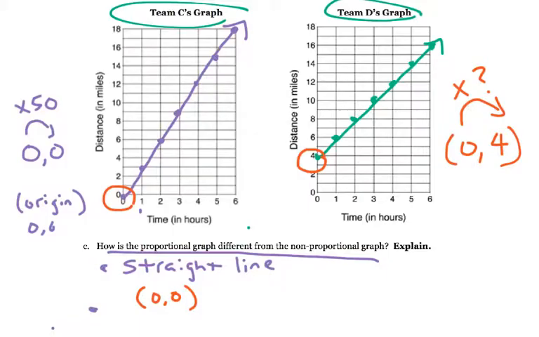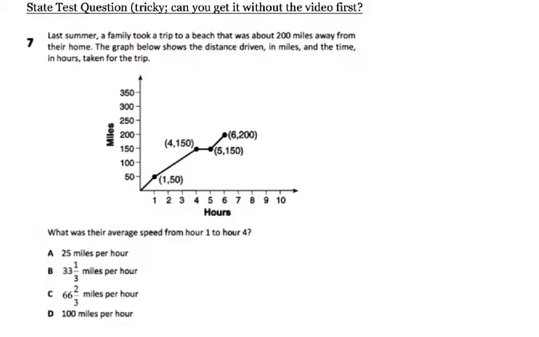That's the main reason. All right, this one is kind of tricky, and I'm very curious to see who figured it out on their own. So it says, last summer, a family took a trip to a beach that was about 200 miles away from their home. The graph below shows the distance driven in miles and the time in hours taken for the trip.